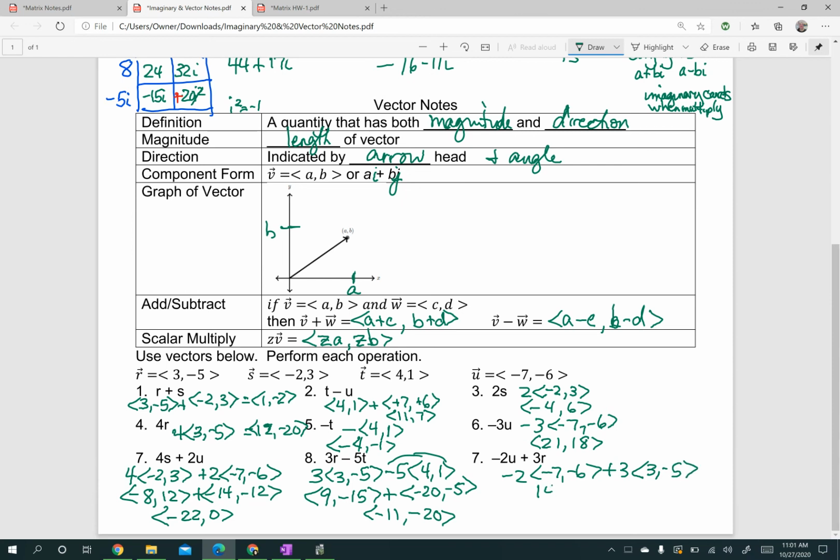So negative 2 times negative 7, negative 6, plus 3 times 3, negative 5. So you get 14, 12, plus 9, negative 15 is 23, negative 3. And so that's all you'll do for vectors. And that's all you need to do for that homework assignment.